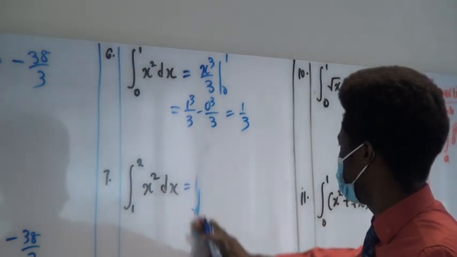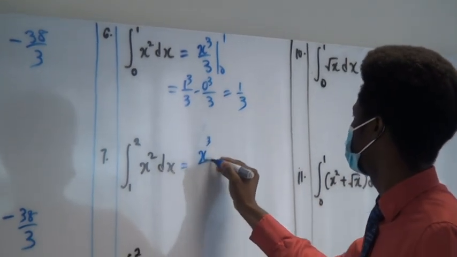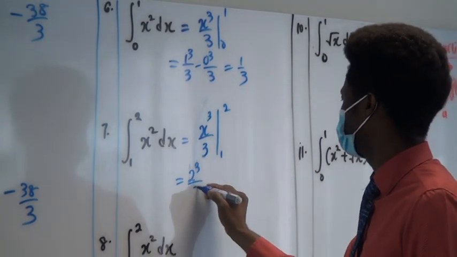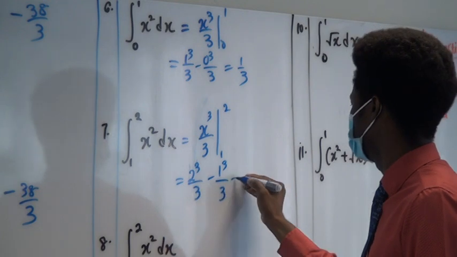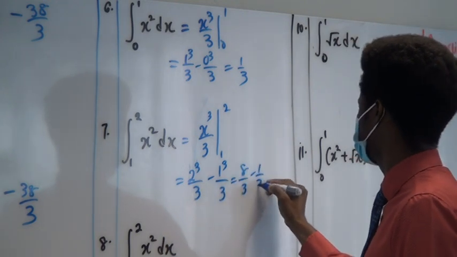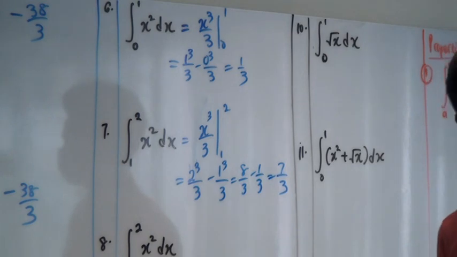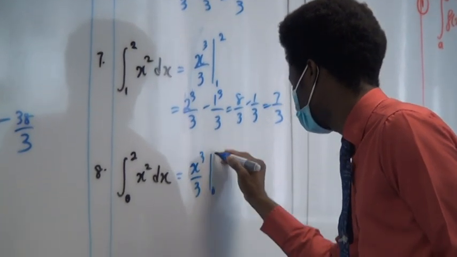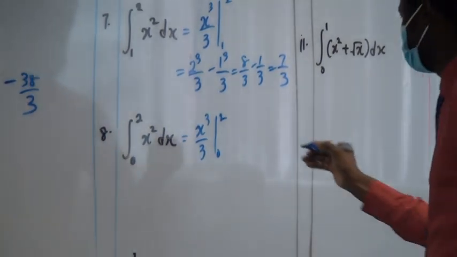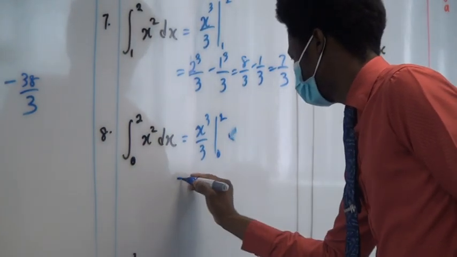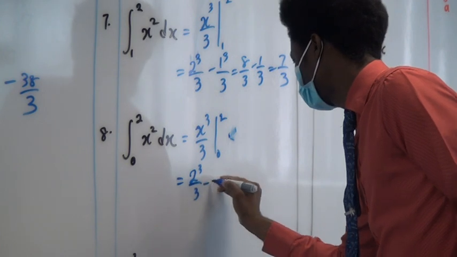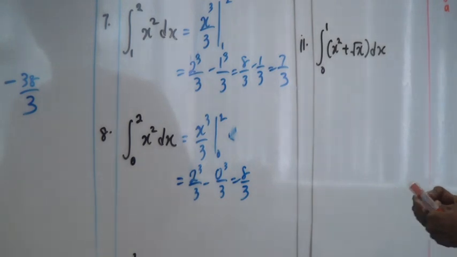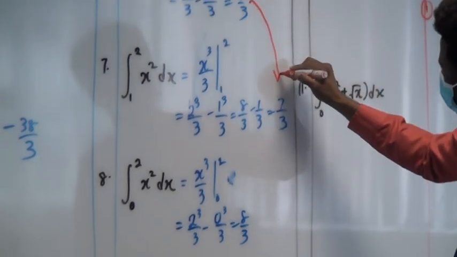Similarly, you will get the x cubed over 3 also. 1 to 2, right? So this is 2 cubed over 3 minus 1 cubed over 3. So this is 8 over 3 minus 1 over 3, which is 7 over 3, right? Well, let's look at this one. X cubed over 3, 0 to 2. I hope you can see. So that gives you 2 cubed over 3 minus 0 cubed over 3, which is 8 over 3. So you can see clearly that this and this added together gives this.